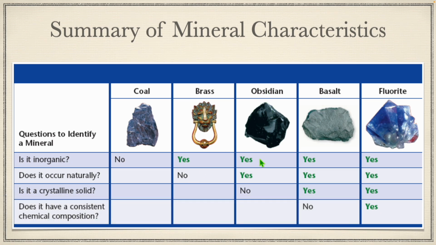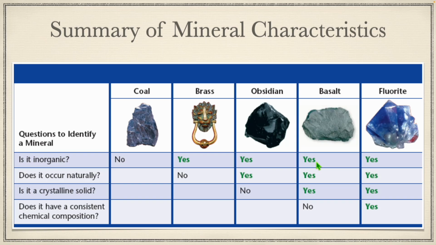Obsidian. Is it inorganic? Yes. Does it occur naturally? Yes. It's volcanic glass. Is it a crystalline solid? No, because it does not have a regular repeating pattern. That's actually the definition of glass. Like I said, it's volcanic glass. It doesn't have a crystal structure to it.